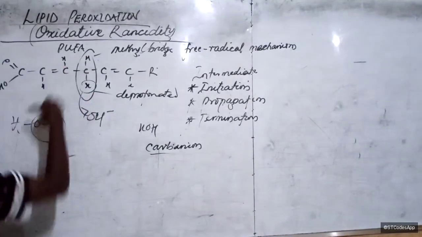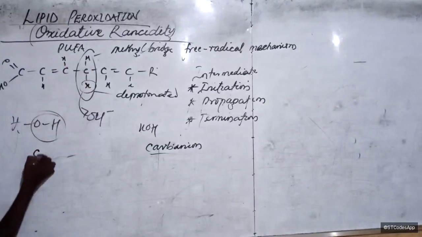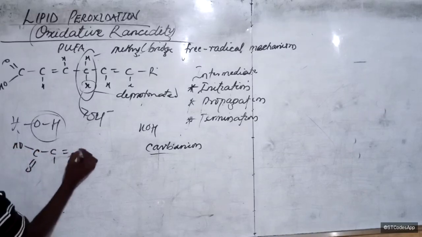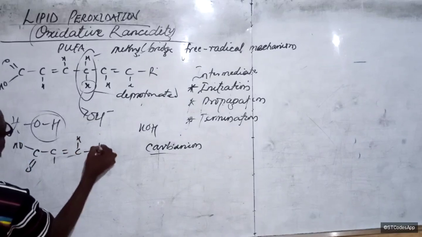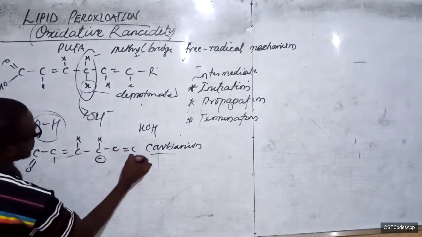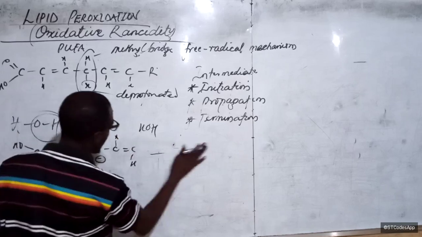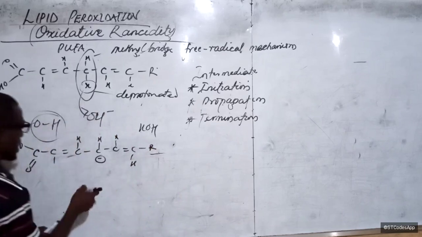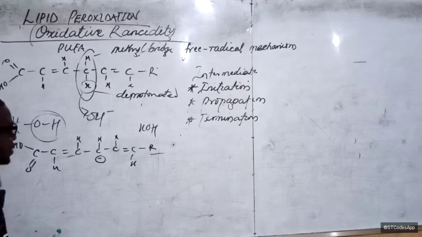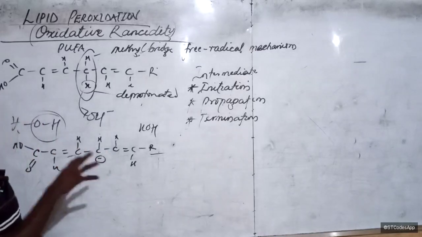Is that okay? So, now how does that form? When there's an abstraction of this proton, we're going to have something like this. So notice here that these are carbanions. Notice that there is now a negative charge being formed there. Now this negative charge, how is this stable? How is this negative charge even possible?